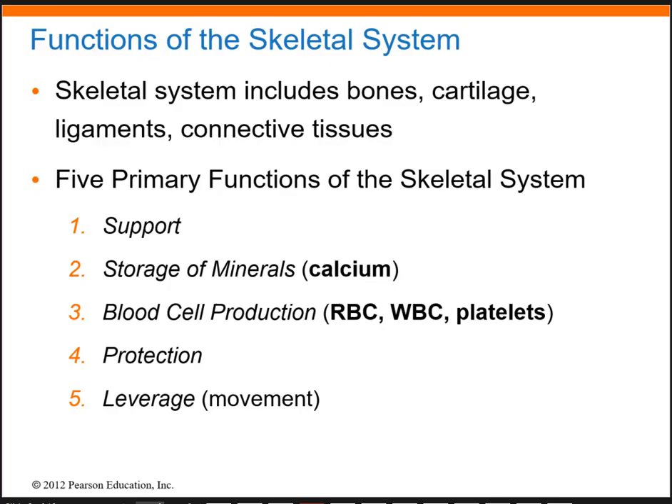The skeletal system includes the bones of the skeleton, obviously, and then other connective tissues that help to hold the skeleton together and help provide cushioning between the bones, etc. Some of those other tissues that are involved include cartilage. Cartilage forms padding between the bones.